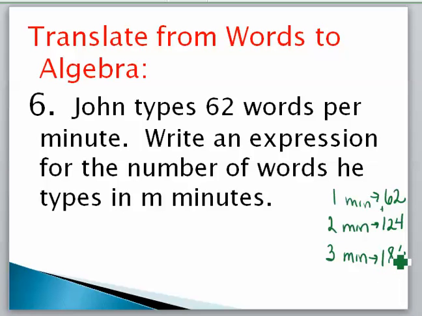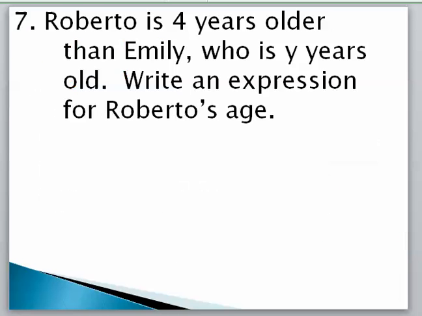get 186. Now, in order to write an expression for this, every time what's going on is that he's increasing 62 words every minute. So in minute 1, 1 times 62 is 62. Plug in 2 for 2 minutes, 2 times 62 is 124. Plug in 3, 3 times 62 is 186. So on and so forth. So this would be the correct expression for the statement.